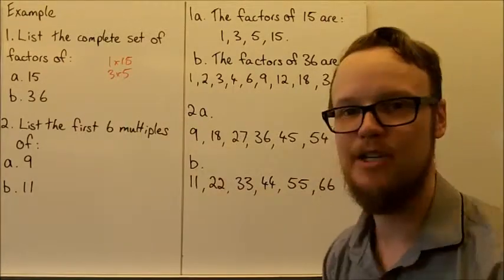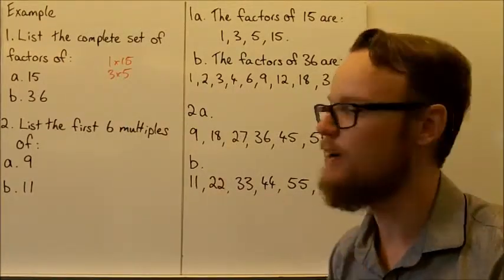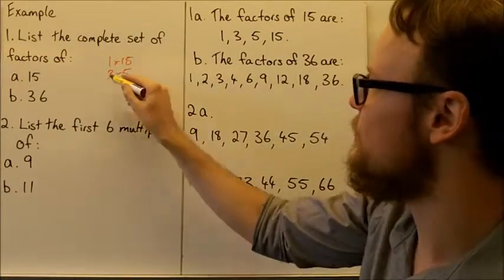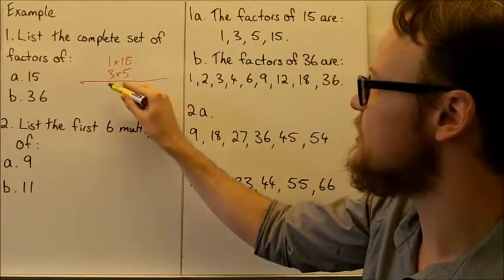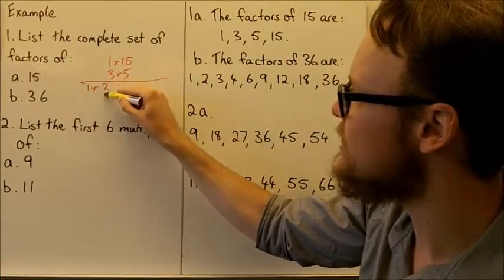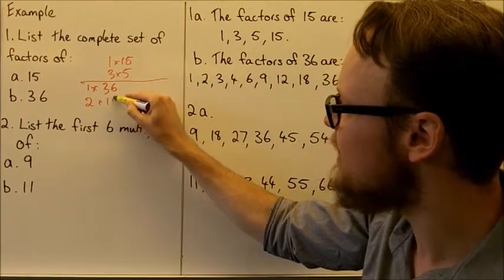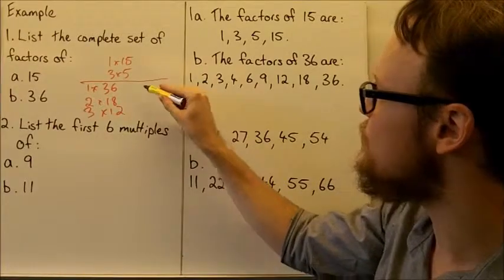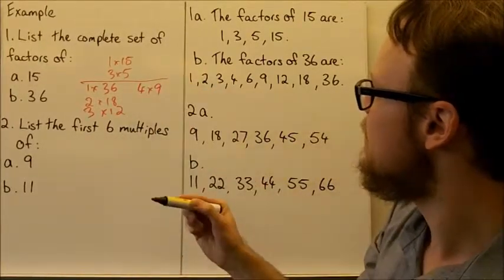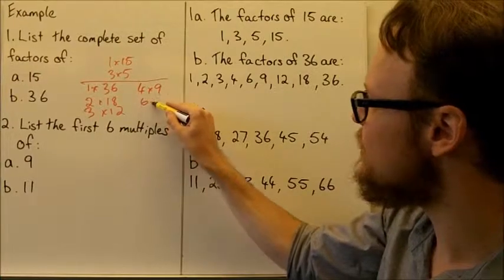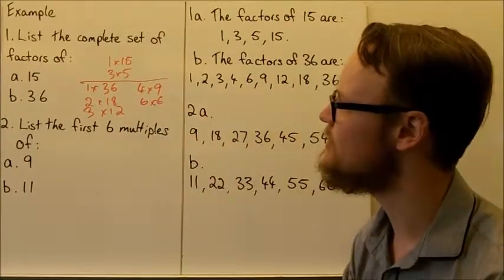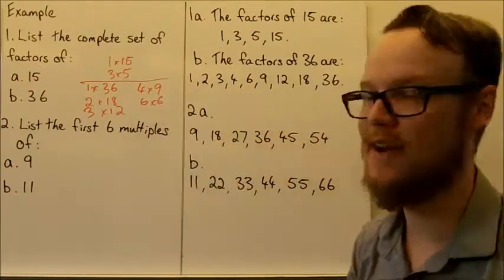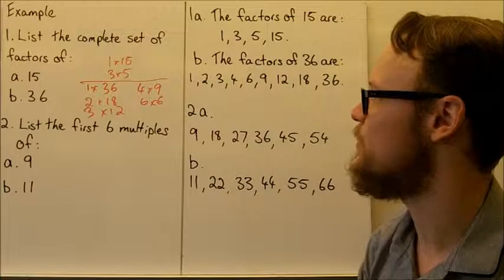For 36, there's a much greater number of factors because we can do a much greater number of different combinations of multiplications. So for 36, we can multiply 1 times 36, we can do 2 times 18, 3 times 12, 4 times 9, and we can also do 6 times 6. 6 times 6 is 36. So we don't need to repeat the 6, because 6 is a factor of 36 whether it's there 1 time or 2 times.